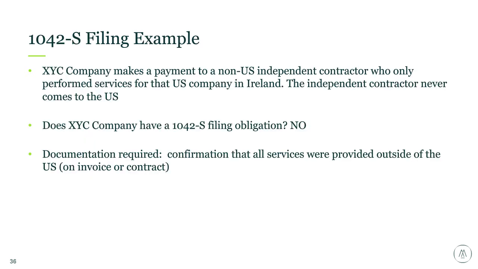All right, we have a filing example. XYZ company makes a payment to a non-U.S. independent contractor who only performs services for that U.S. company in Ireland. The independent contractor never comes to the U.S. This is a perfect example of foreign source. You don't have a filing obligation. You don't have a withholding obligation. You do need to confirm and just have on hand that all services were provided outside the U.S., and I highly suggest putting that on the invoice. Put that onus on the vendor to put the location.